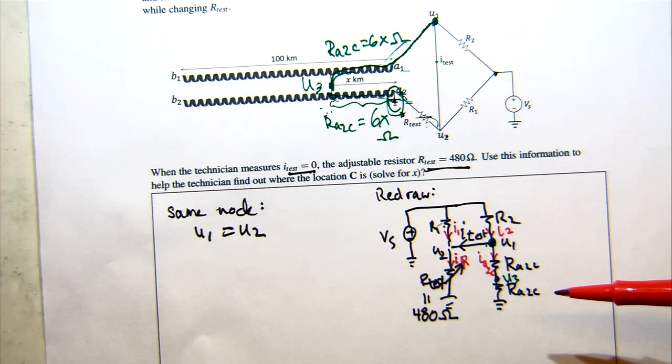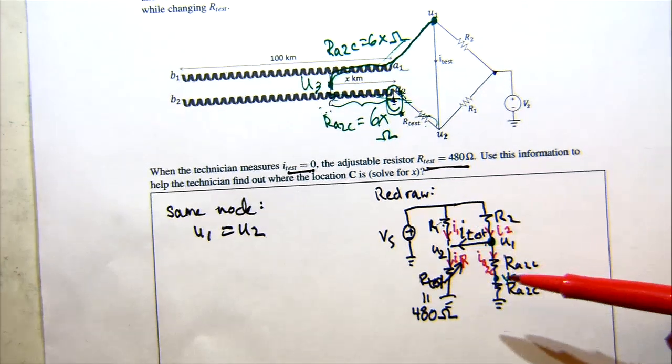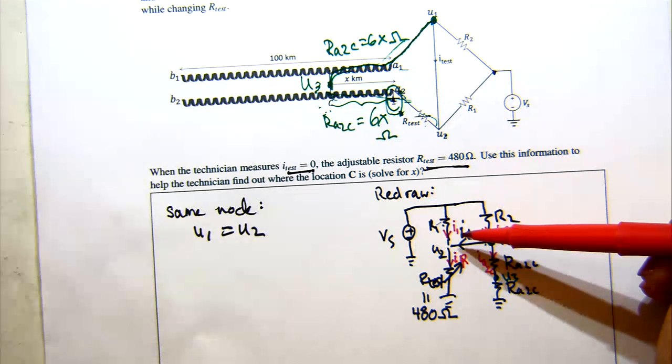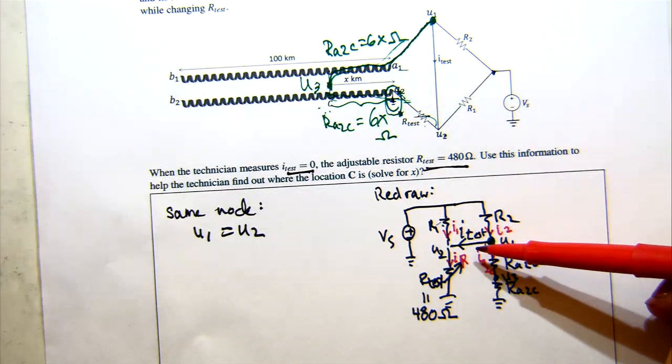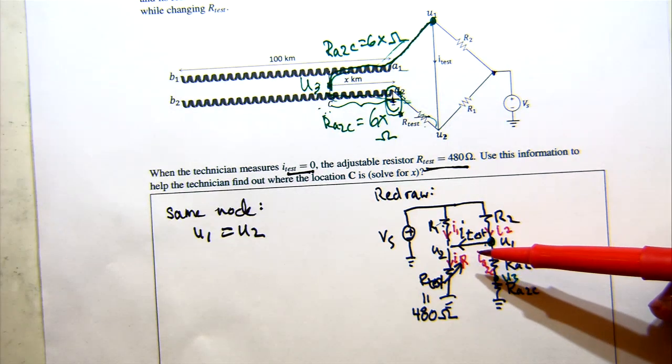But when we consider KCL across the entire node, that's not saying anything about this I test. Normally we ignore that.